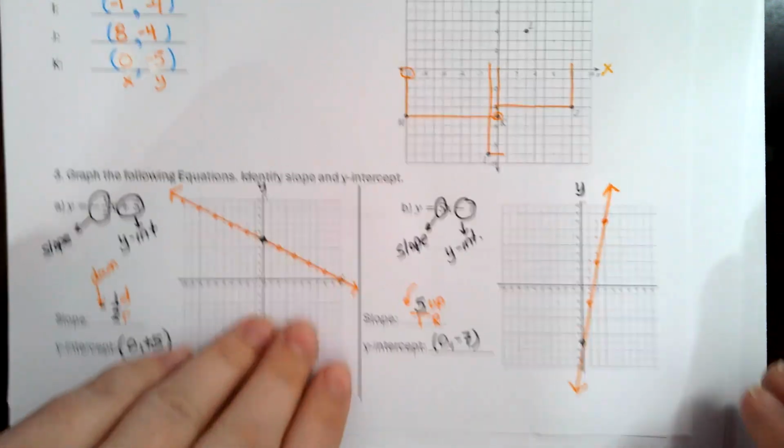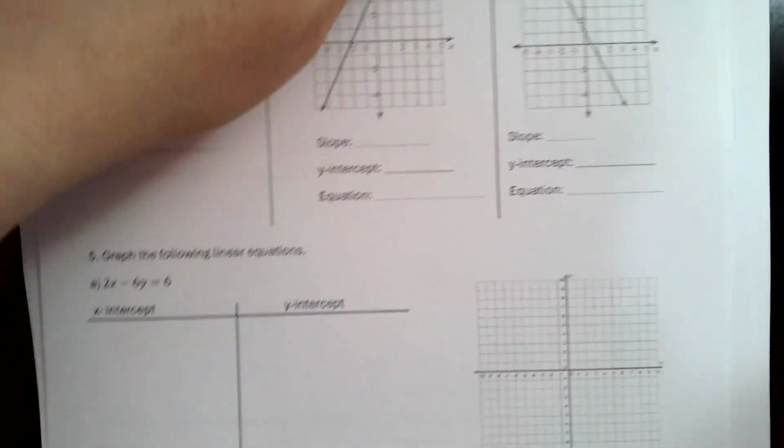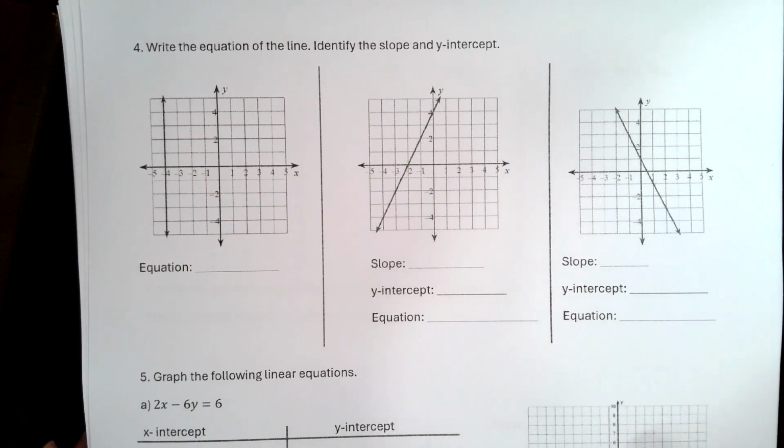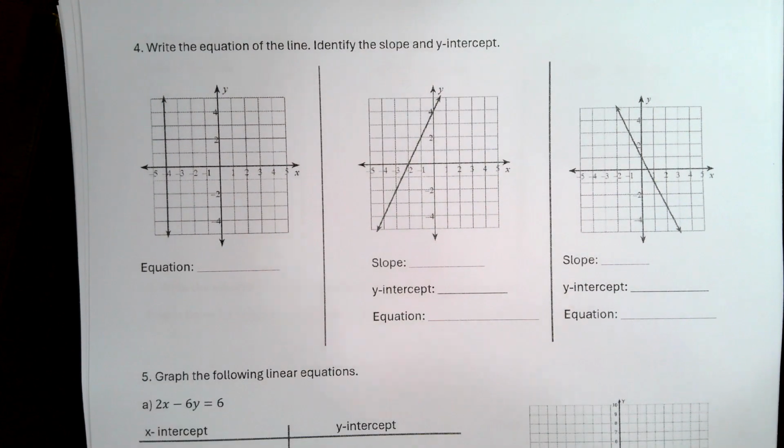Okay, moving on. Now this one is asking you, there's 3 different questions. It's asking you to write the equation and then identify slope and y-intercept. So it looks like on the very first one, we do not have a slope or intercept question. So we're just asking for the line.